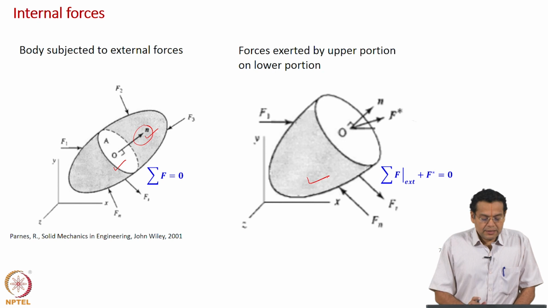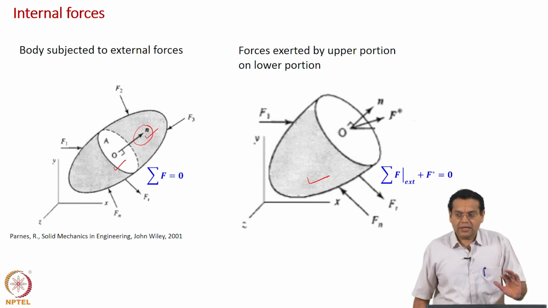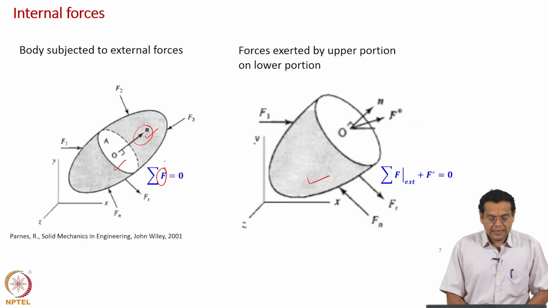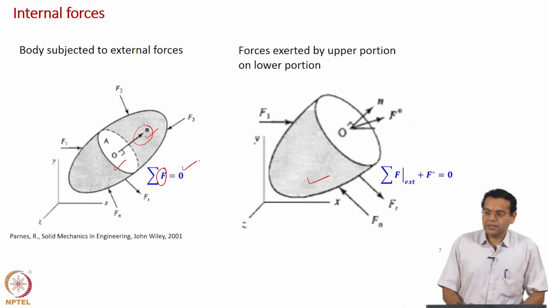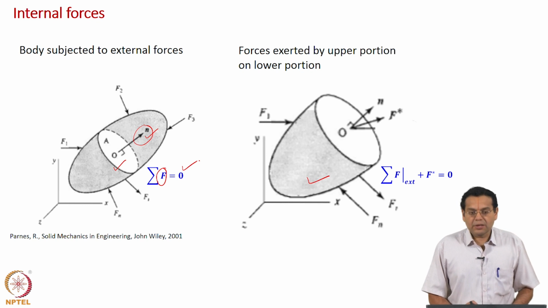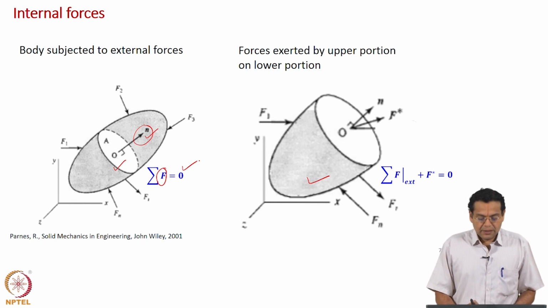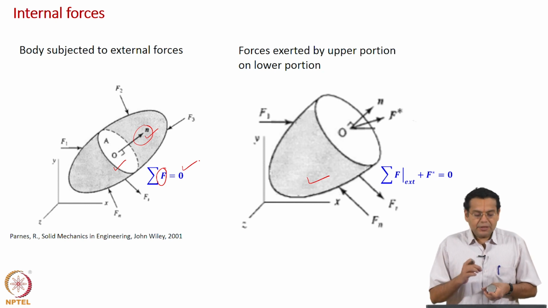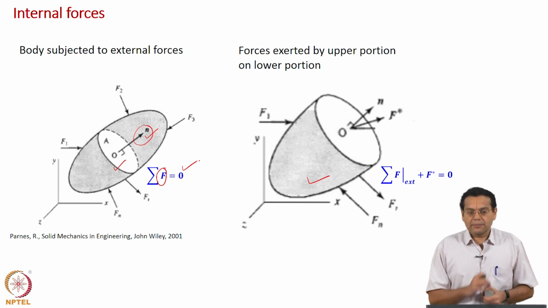Now we say the entire object, the left hand side entire object, is under equilibrium. If you want to represent it in vectorial notation, sigma F, which represents all the external forces acting on the object, is equal to vectorial 0. So it is a vectorial equation. If you sum all the forces, it should be 0 because we are taking the body to be under equilibrium.